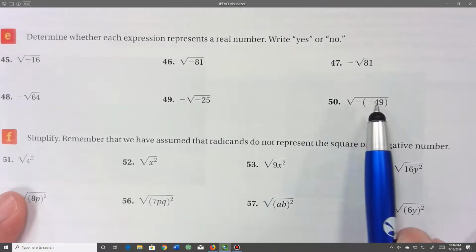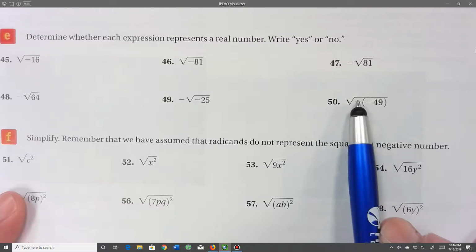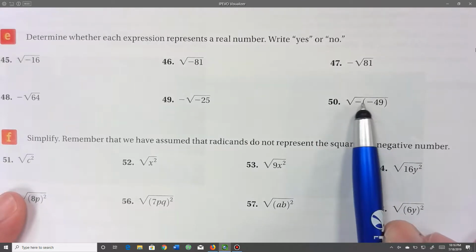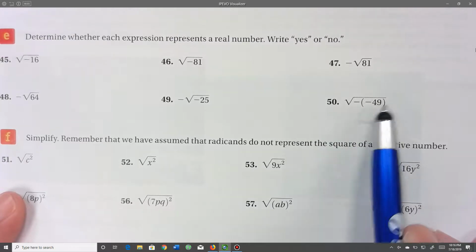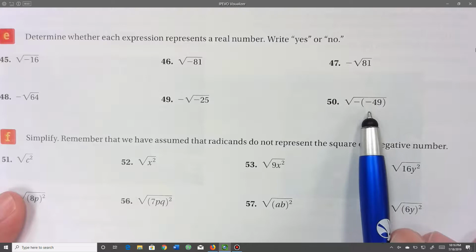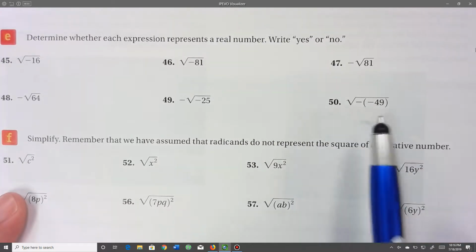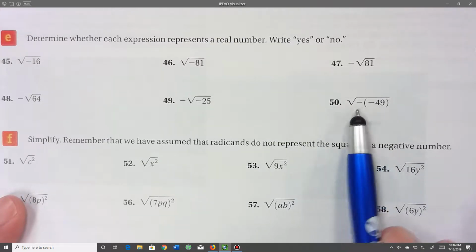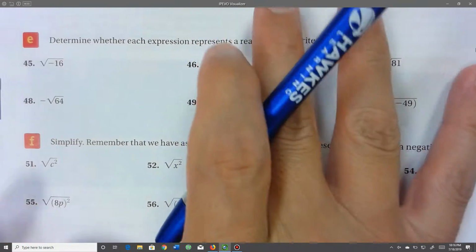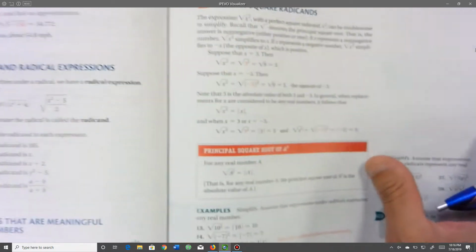This one, though, you have two negative signs together. Think about it as multiplication, multiplying two different signs, or -1 times -49. That's gonna give you a positive answer. So the radicand is positive. Therefore, this is a real number. All right, so don't let that trick you. Think about the signs. That's section E in a nutshell. So let's move on.